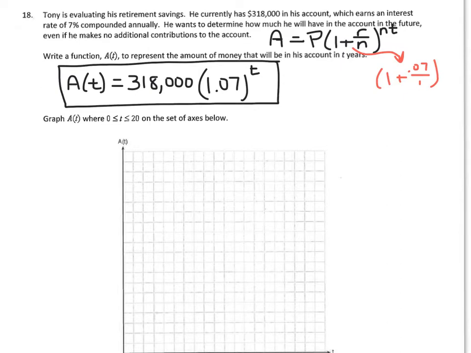Now, in the second part, they want us to graph A of t, where t is between 0 and 20 inclusive. So they want us to plot all these points between 0 and 20. You don't have to plot every single point, but you do have to start where t equals 0, and you do have to end where t equals 20. So you want to graph as many that you'll be able to determine the shape of the graph. All right, so let's see here.